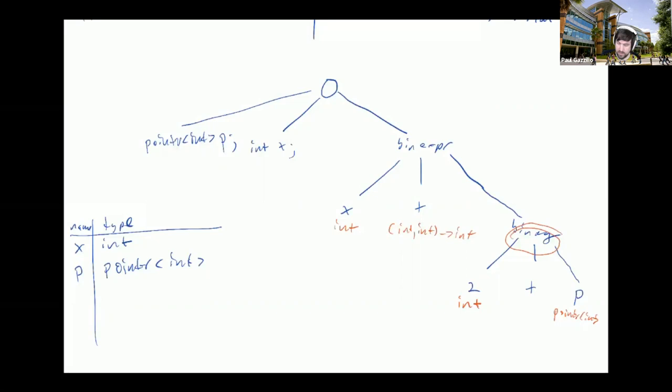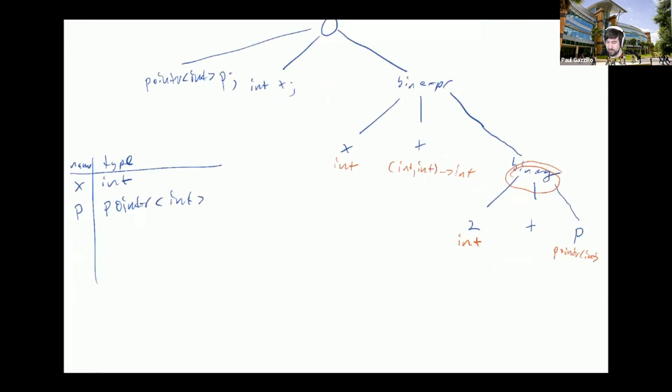There is pointer arithmetic in simple C. It's just that you're not allowed to have mismatched types in operators. Yeah, so we can halt when we reach a type error.